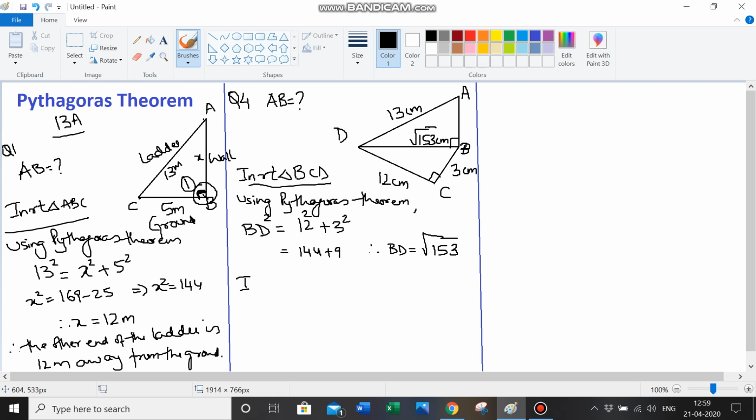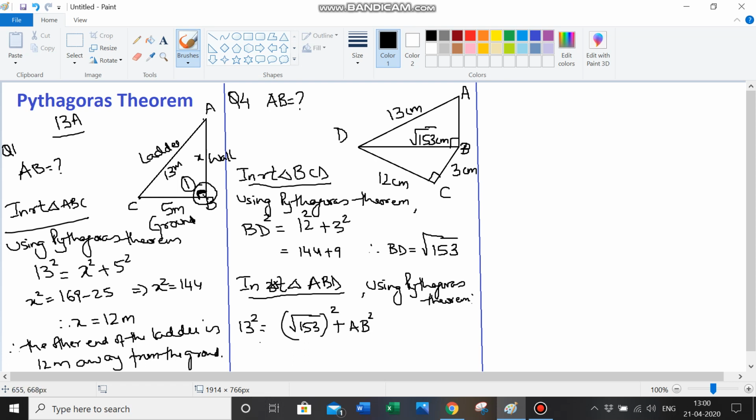So now in right triangle ABD using Pythagoras theorem, what do I get? I get AD square, which is 13 square, is equal to square root 153 square plus AB square, which means 169 minus 153 is equal to AB square, which is equal to 16. Therefore, AB is equal to square root of 16, which is 4 centimeter.